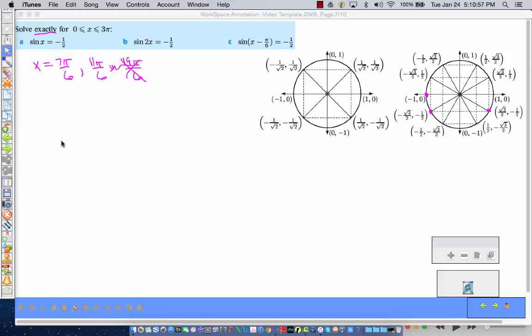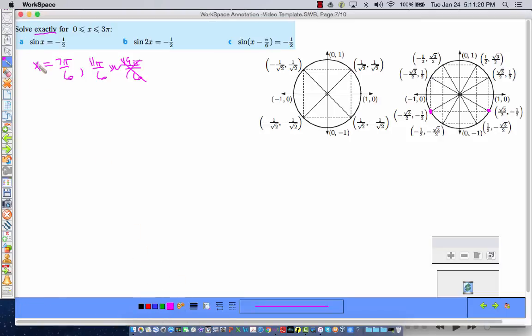So we left off solving this equation, sine x equals -1/2, and we found for 0 to 3 pi, our solutions to be 7 pi over 6, which is right here, and 11 pi over 6. Okay, so now we have to think about sine of 2x equals -1/2. So this was part A. Let's label that.